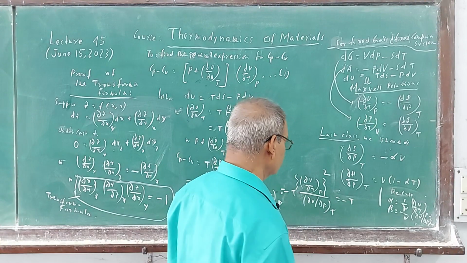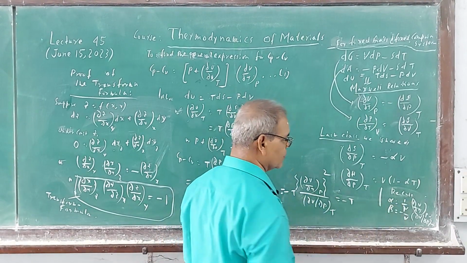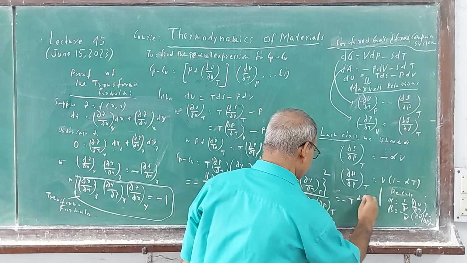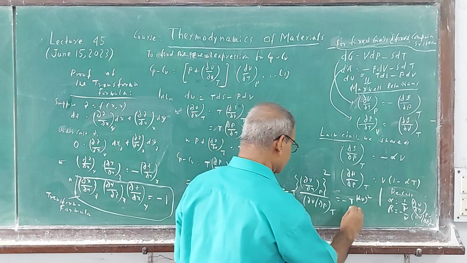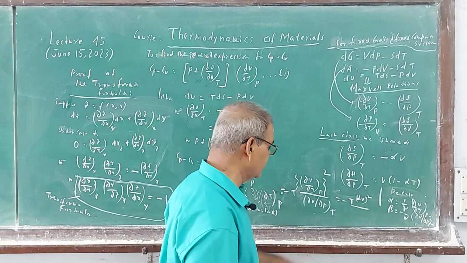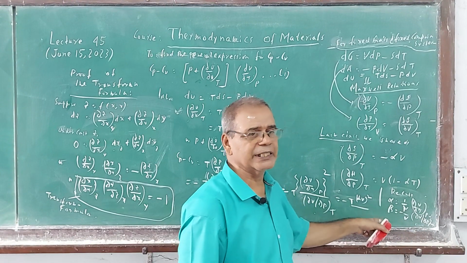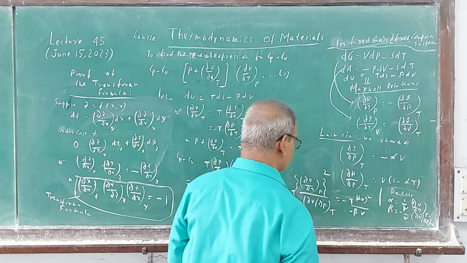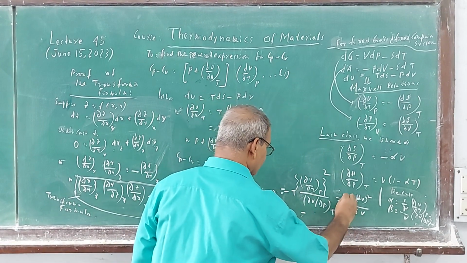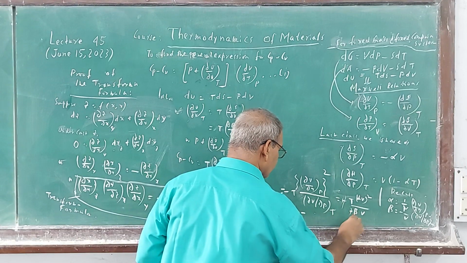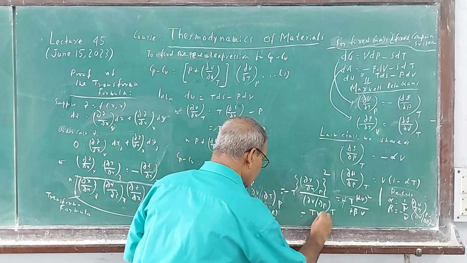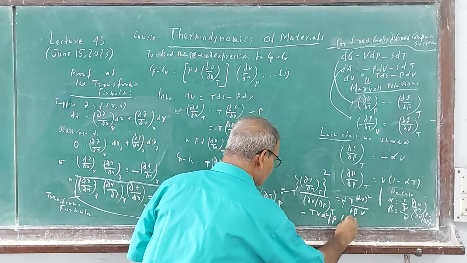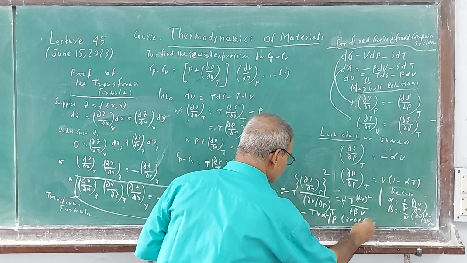So you substitute and apply this. Del V by del T at constant pressure is alpha V, so squared it is alpha V squared. And underneath, del V by del P is nothing but beta V with negative sign. So what do you get? Minus cancels, 1 V cancels, T V alpha squared by beta. This is proved, because we already stated this.